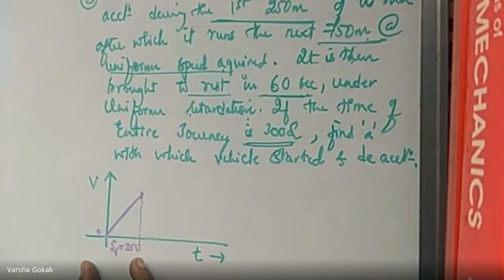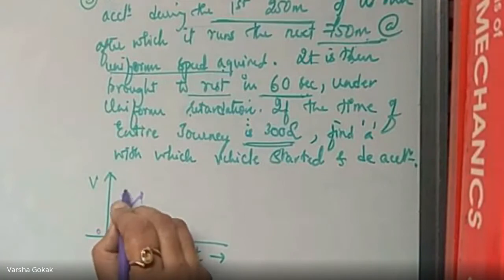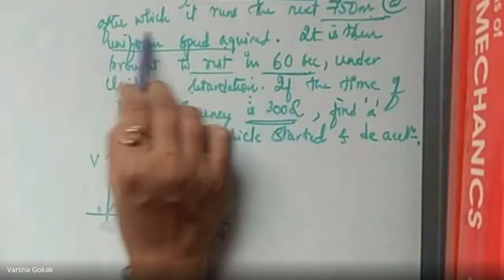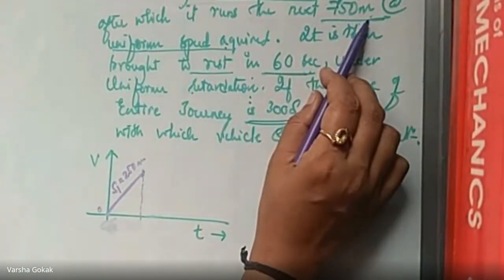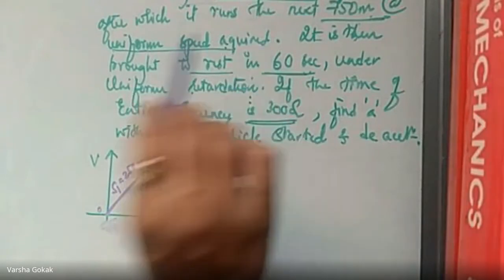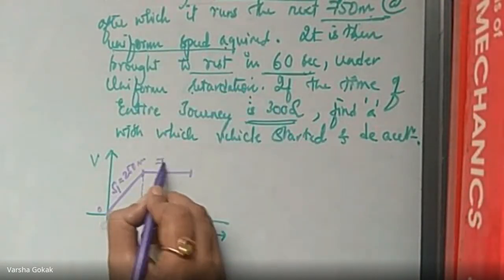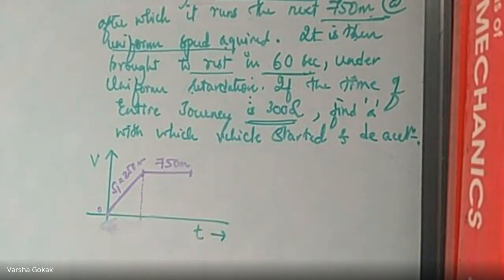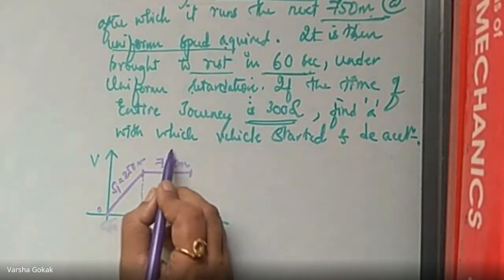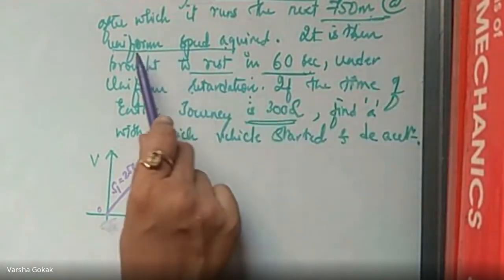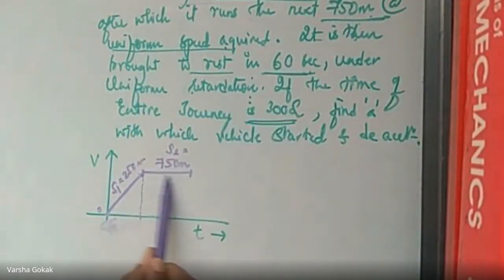Distance traveled is 250 meters. S1 is 250 meters. It has traveled an S1 of 250 meters in its run, after which it runs the next 750 meters at uniform speed. Uniform speed means it is going straight. So the next 750 meters, here it has traveled 750 meters, which is nothing but your S2. It has traveled the next 750 meters with a uniform speed, so a straight line.